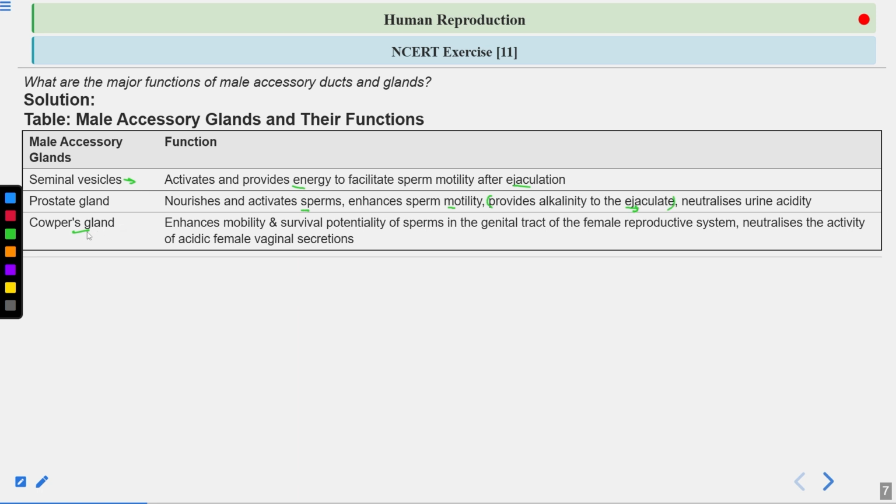Then Cowper's gland, also known as the bulbourethral gland. What is the function of Cowper's gland? The secretions of this gland help in the lubrication of the penis. It also neutralizes the acidity in the female vaginal secretions. It is very important to neutralize the acidity. The female genital area is acidic, so it neutralizes this acidity, and neutralization of the acidity is very important to maintain the viability of the sperms.